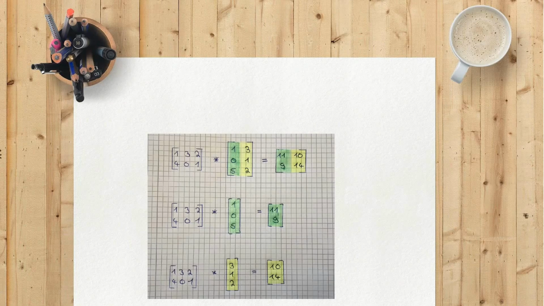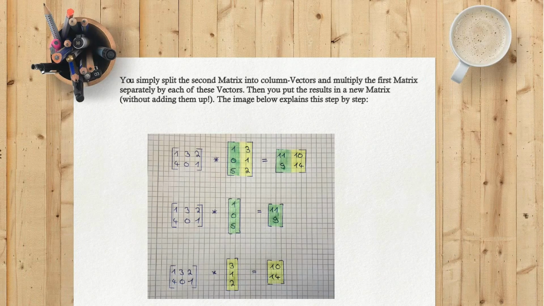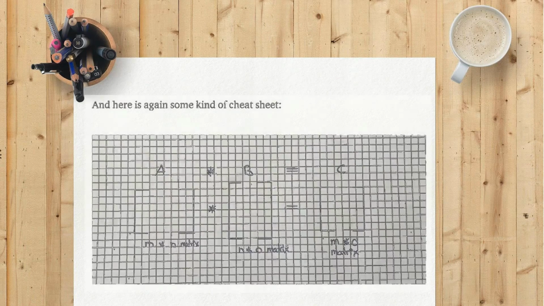You simply split the second matrix into column vectors, and multiply the first matrix separately by each of these vectors. Then you put the results in a new matrix, without adding them up. The image below explains this step by step. And here is again some kind of cheat sheet.